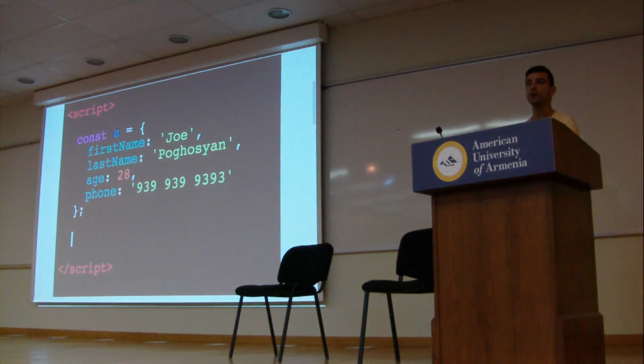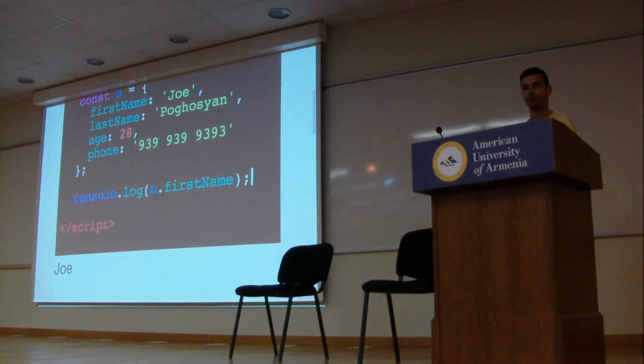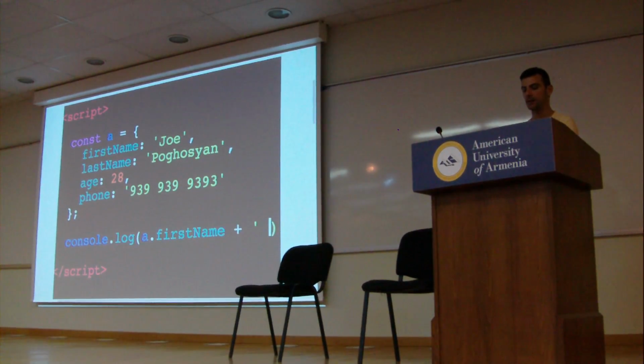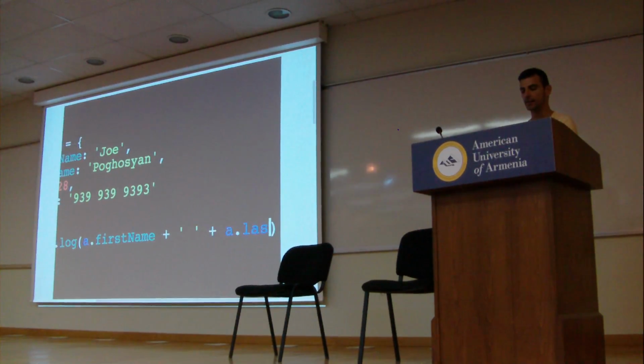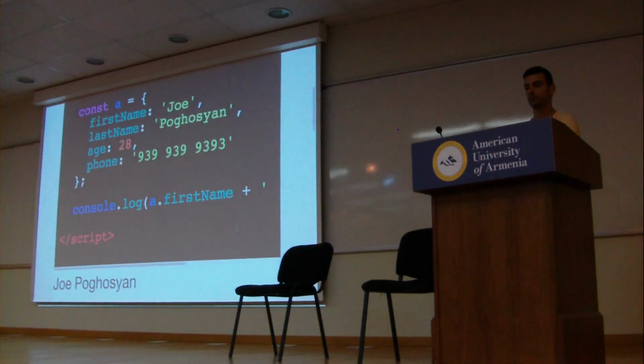Now, to get a value from an object, you just do a dot the name. So if I wanted Joe, what would I do? There you go. So let me console.log this. Boom, Joe. How do I print the concatenation of first name and last name? Plus. So here I can do a plus, add a space, then plus, then a dot last name. Boom. Cool.